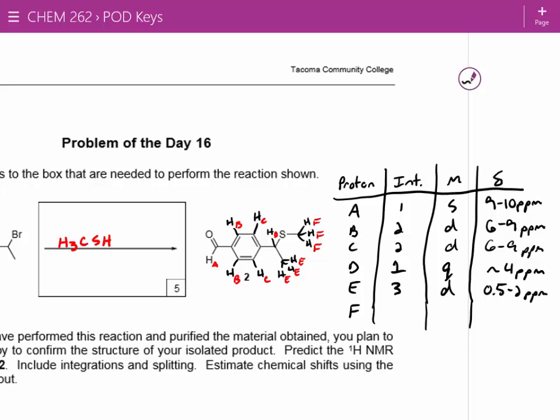All right, last but not least, proton F. What will it integrate as? It'll integrate as 3, right? We've got 3 protons. Are there any 3-bond neighbors? No, so what will its multiplicity be? Singlet. And then where will its chemical shift be? 4 to 2. Or 2 to 4, however you want to lay it out. All right, so now we've got all the data that we need in order to make our graph.